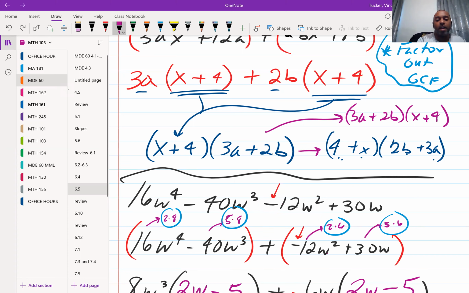So what we have here is positive 16W to the fourth, negative 40W cubed, negative 12W squared, positive 30W. And those values are supposed to hold true, all right, no matter what you do as far as breaking it apart. All right. Any problems with the breakup before we look to factor?